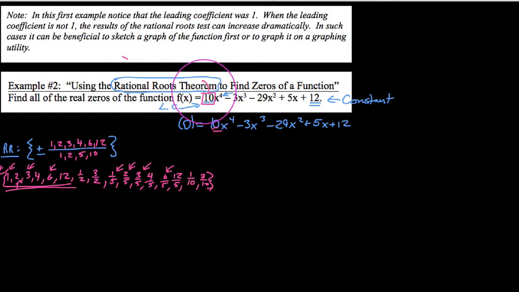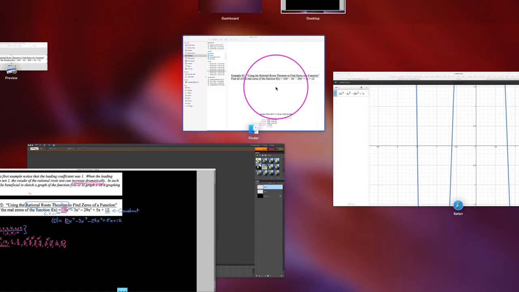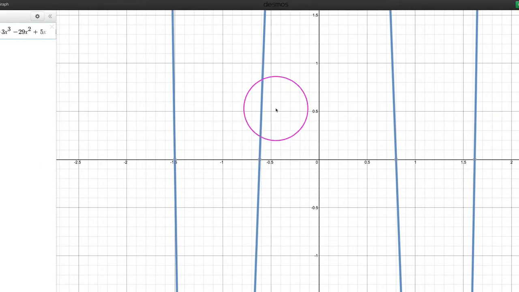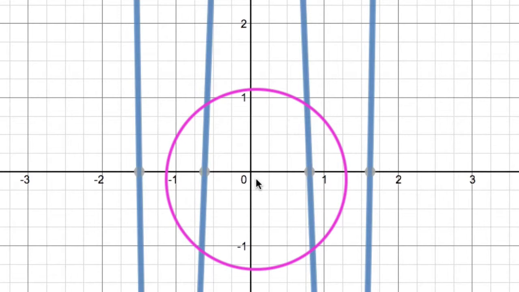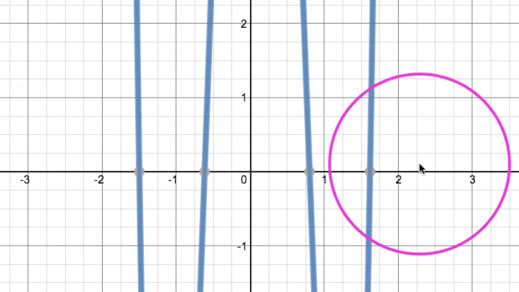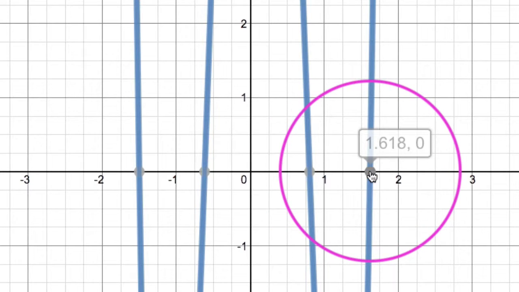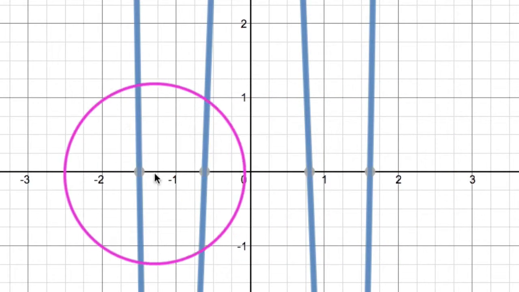The thing I want to point out here is this. When you have a leading coefficient that is not 1, it's really beneficial to just go graph it. When the leading coefficient is not 1, the results of the rational roots test can increase dramatically, which we've seen here. So in such cases, it's beneficial to sketch a graph of the function first on a graphing utility. Now, usually we have a graphing calculator, keep in mind, and on a graphing calculator the picture is not as detailed as this Desmos generated graph. But we can see here our x-intercepts. When I hover my mouse over this, you can see the actual decimal values of the roots here.